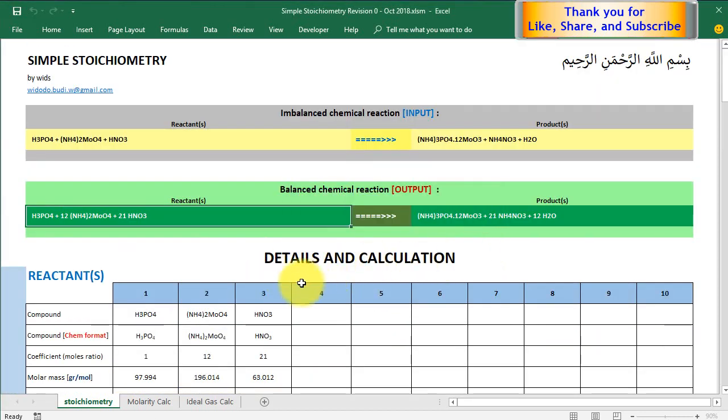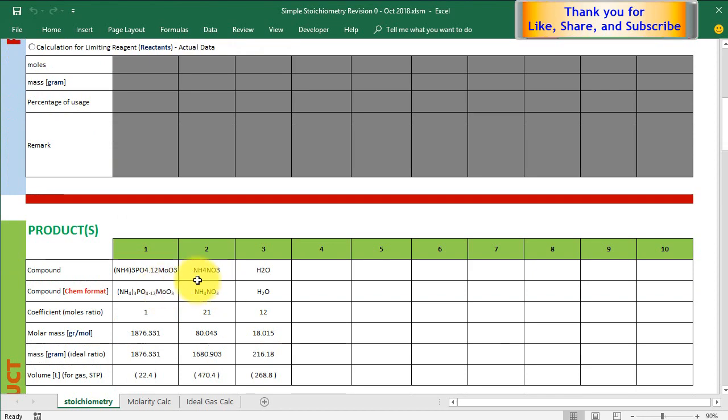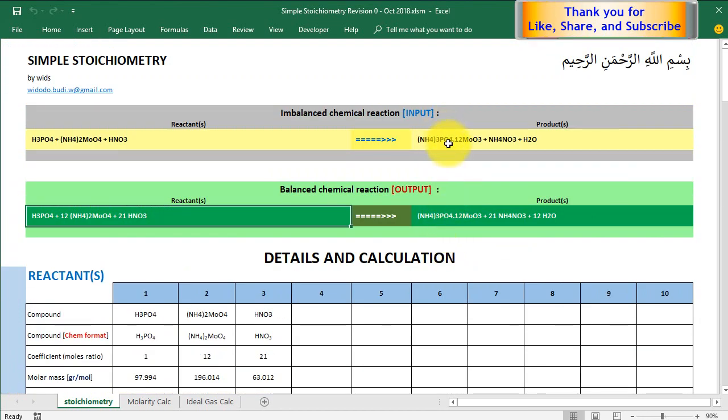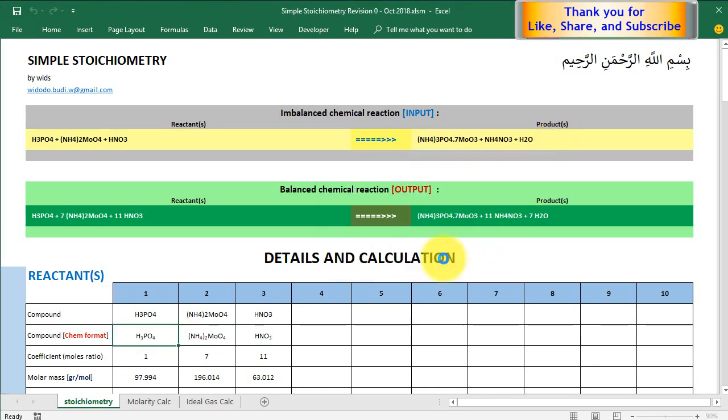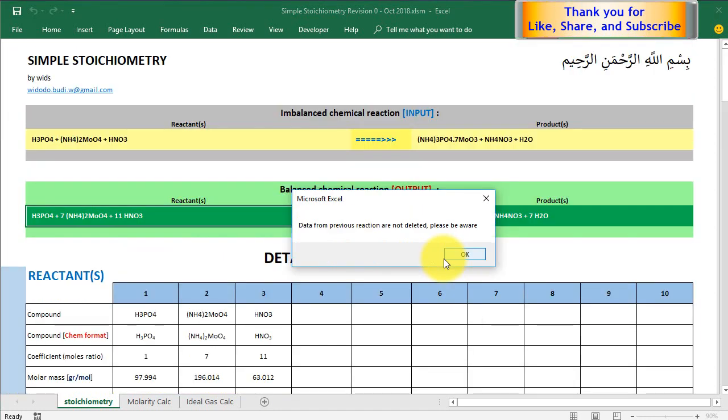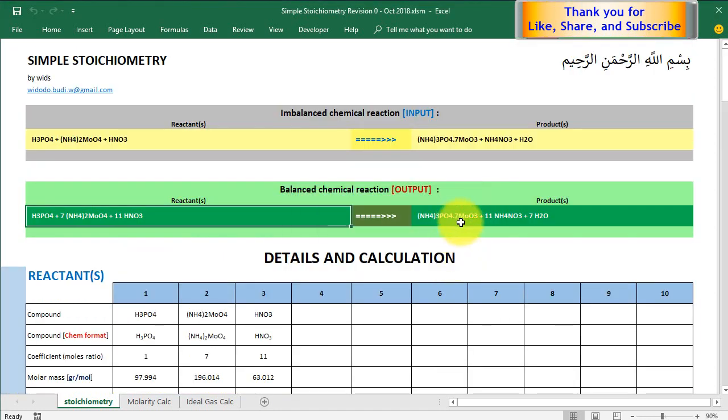Alright, this becomes one compound. On the product side there are only 3 compounds: 1, 2, and 3. Let me change this to 7, for example. Enter. Alright, cancel. Alright, and the calculation is different, right? Alright, let's go back to the next question.